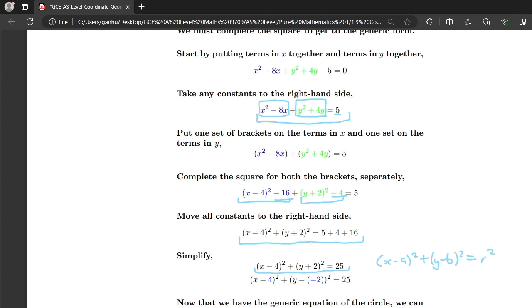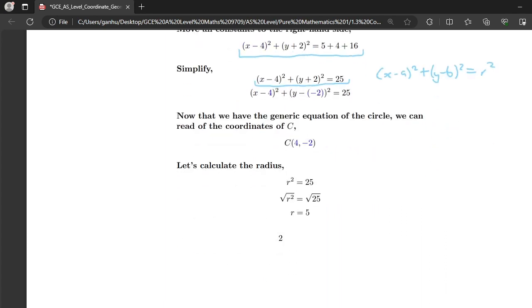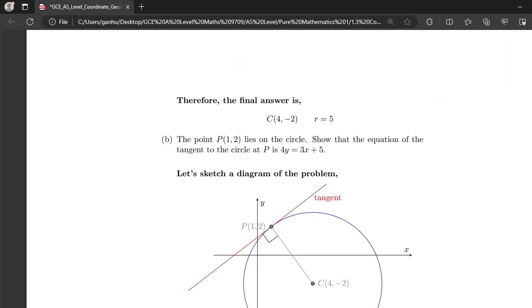Then we can read off the coordinates of the center of the circle. So the coordinates of the center of the circle are (4, -2). And since r² is 25, our radius will be the square root of 25, which is 5. So our final answer is C is (4, -2) and r is equal to 5.